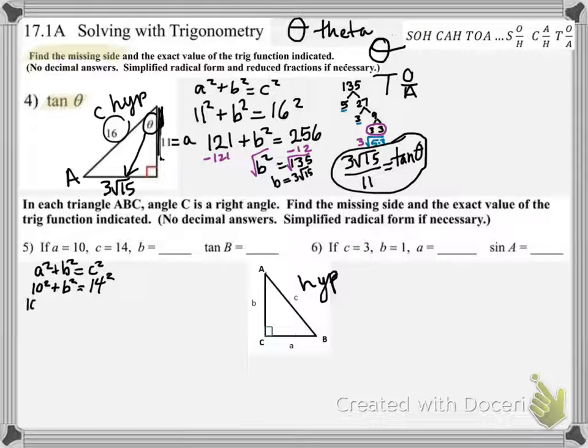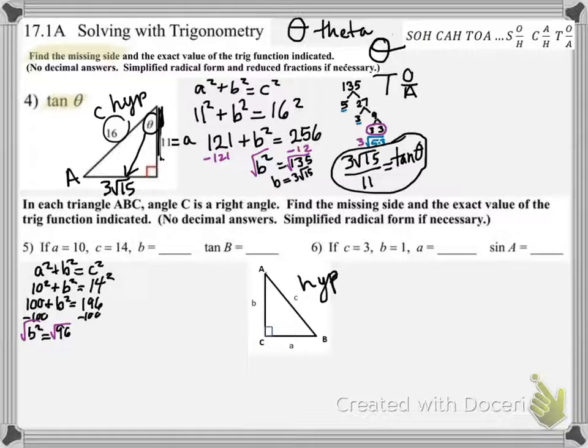This is 100 plus B squared equals 196. Subtract 100 because we're trying to get the B squared by itself. And I get B squared equals 96. And square root on both sides, square root on both sides.